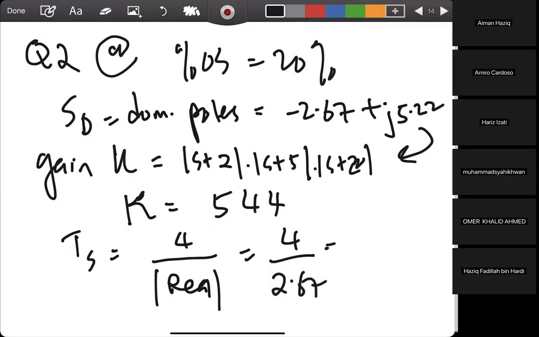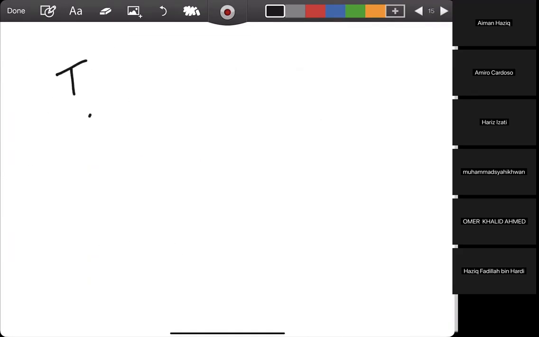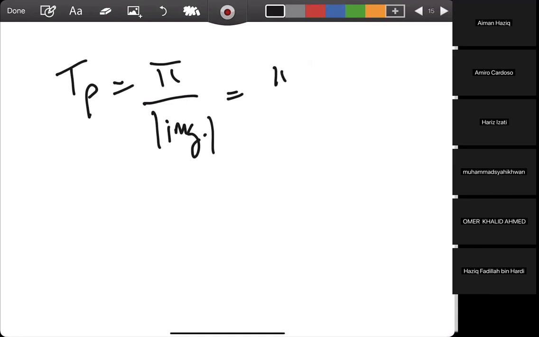Okay, 1.5 second. And the peak time is pi divided by imaginary, pi divided by 5.22 equal to 0.6. Okay. And then that is question part 1.